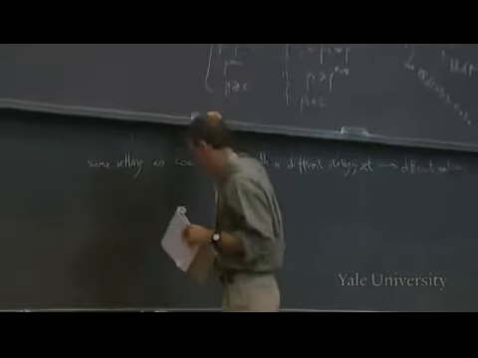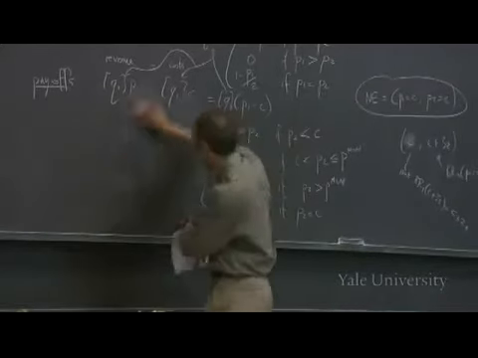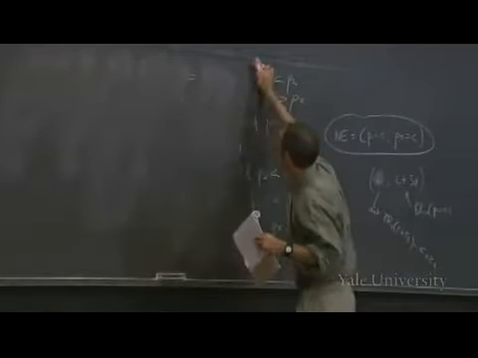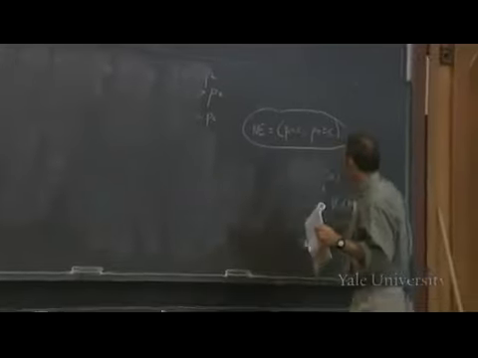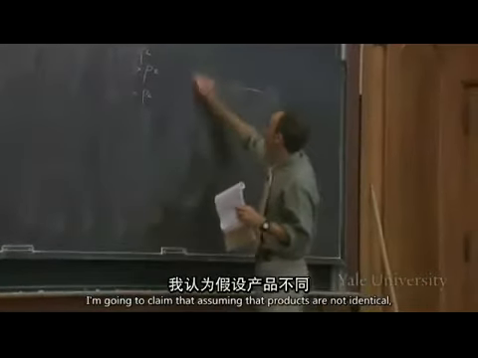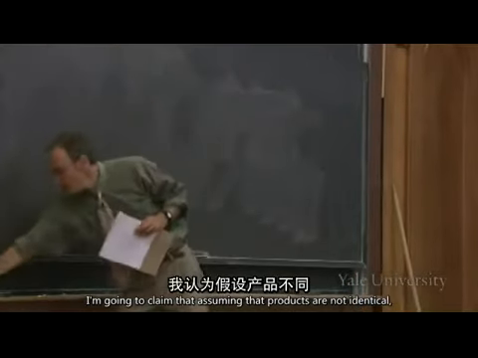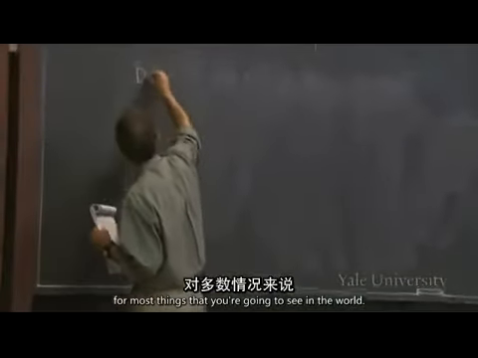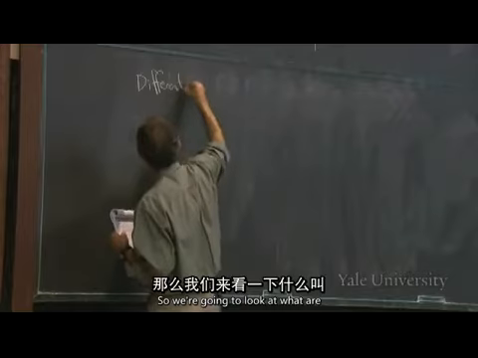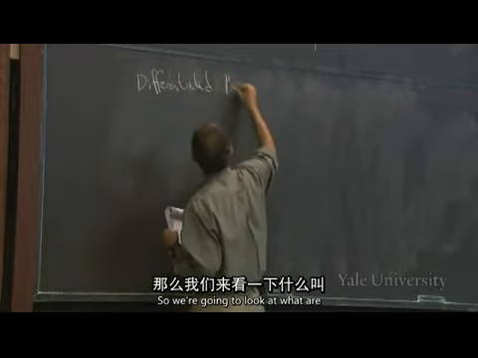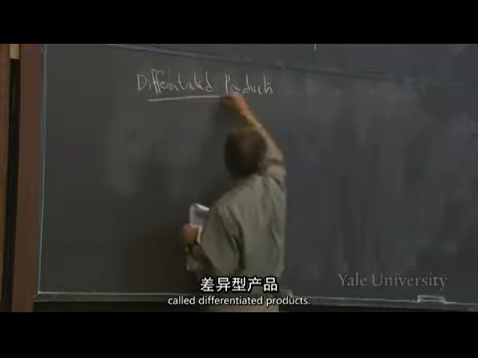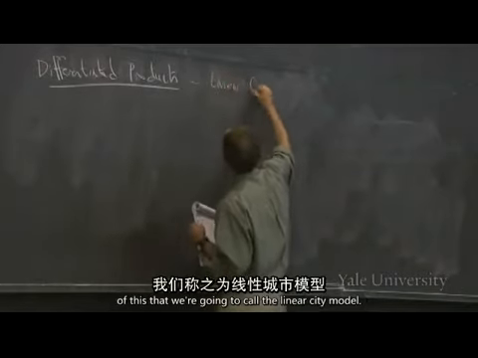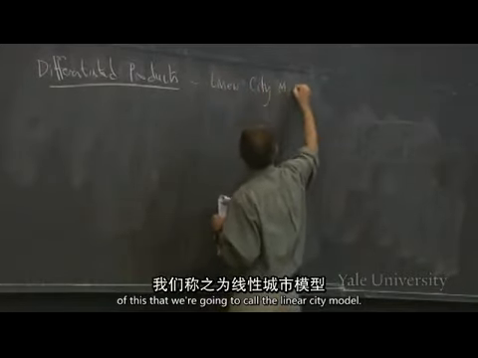I need a new board. Where products are differentiated. And I'm going to claim that assuming that products are not identical is a pretty safe assumption for most of the world, for most things that you're going to see in the world. So we're going to look at what are called differentiated products. And in particular, we're going to look at a particular version of this that we're going to call the linear city model.